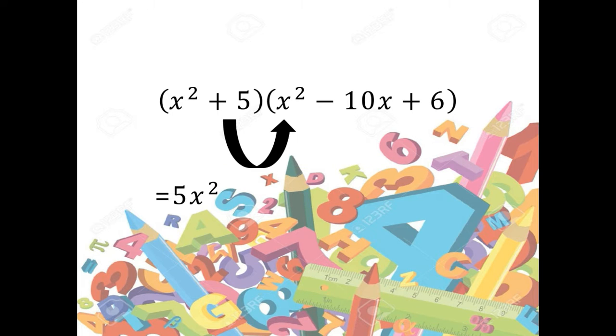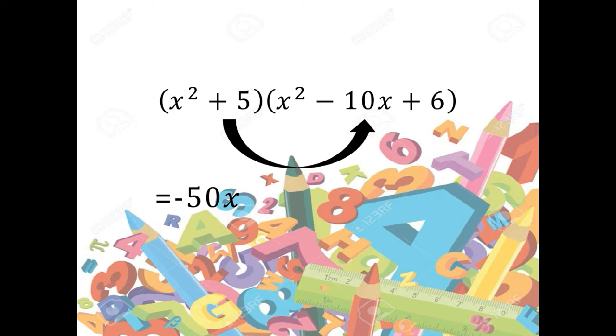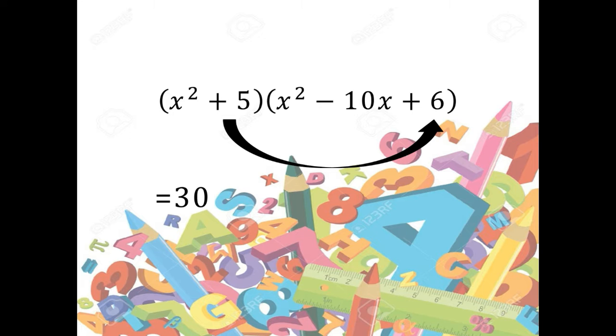5 times x squared is equal to 5x squared. 5 times negative 10x is equal to negative 50x. 5 times 6 is equal to 30.